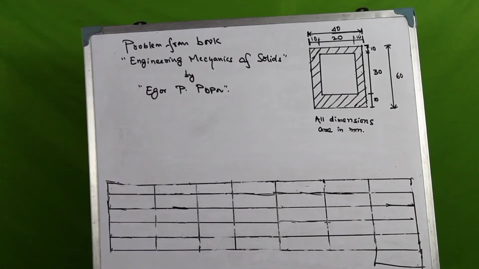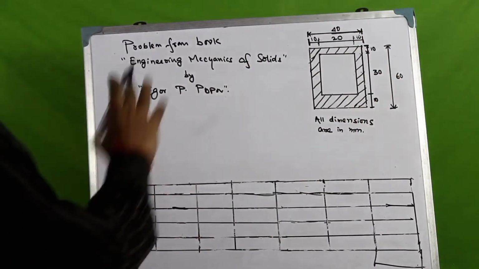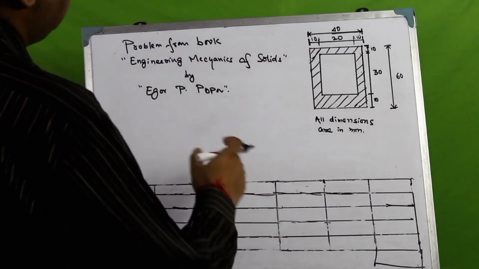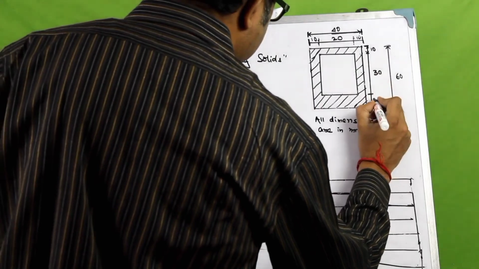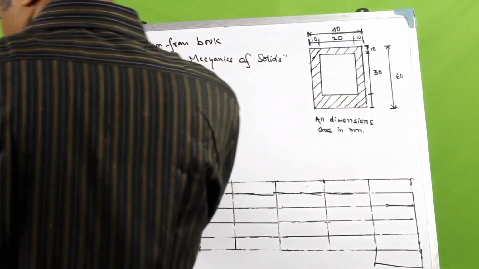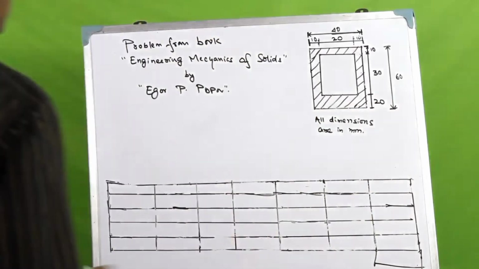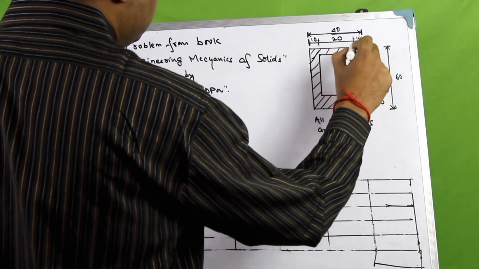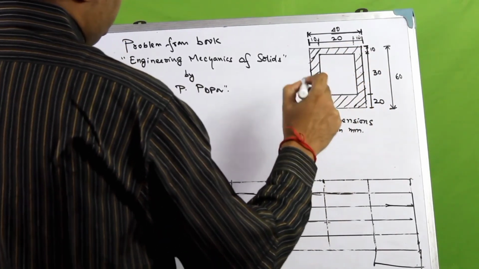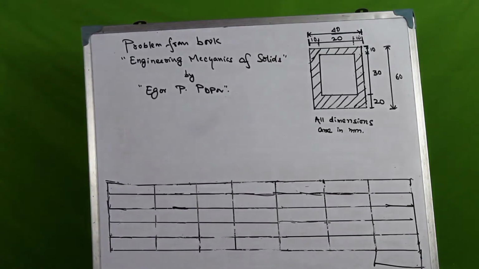Now let me explain a bit about this section here. We have a hollow section. It's a rectangular section overall, but it has a rectangular hollow in between with the dimensions given as appropriate. So this one would be 20. So basically the hollow dimension is 20 millimeters by 30 millimeters, while the overall rectangle is 40 by 60 millimeters in dimensions.